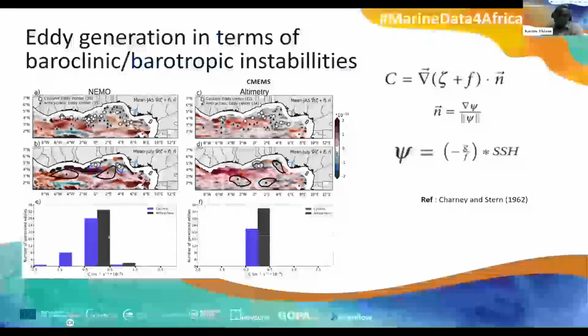We can see a very good consistency between the two products, altimetry from SEMEMS and NEMO. Most of the cyclonic and anticyclonic eddies from the altimetry are barotropically generated, but there are differences when we compare with NEMO, particularly for the cyclonic eddies. There is a deviation toward the low values here, which means other processes like baroclinic instability should be invoked for cyclonic eddies.